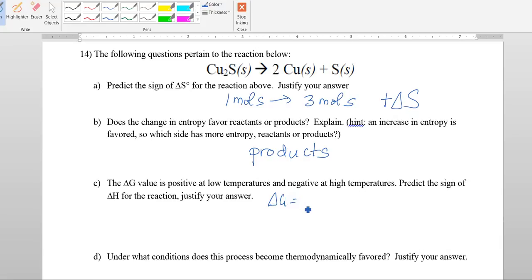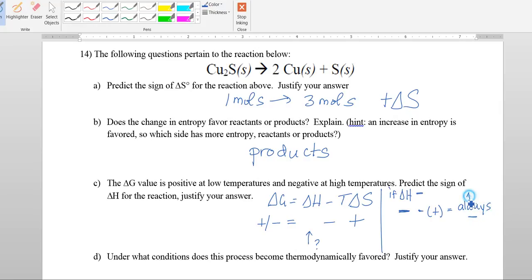So again, we're back to this equation. Okay. I know in this case that S is positive. And I'm trying to figure out what the sign of H is, and I know that G can sometimes be positive, sometimes be negative. So let's again think through our scenarios. So if delta H were negative, then you'd have a negative number minus a positive number. So your delta G would always be negative.